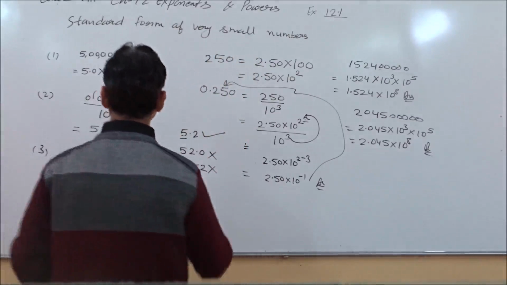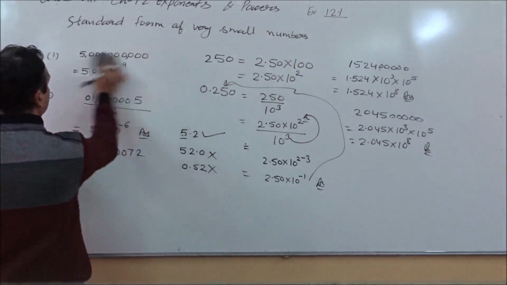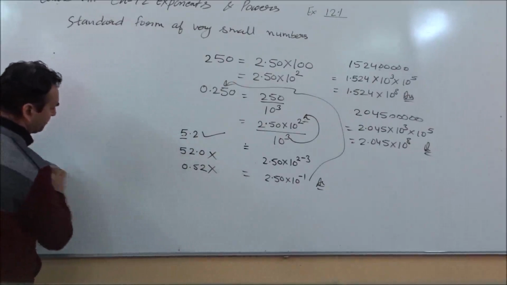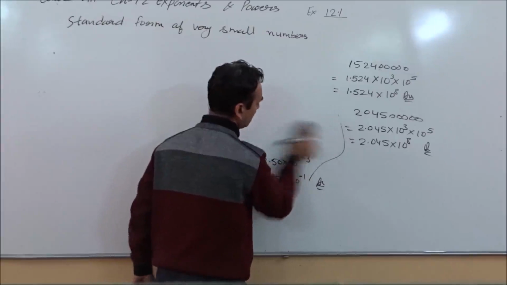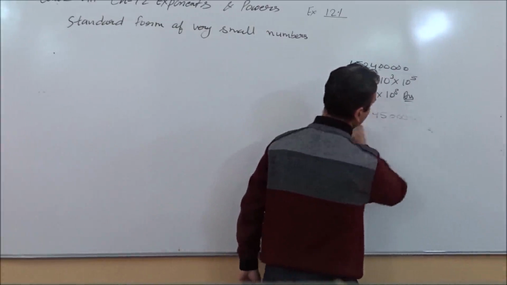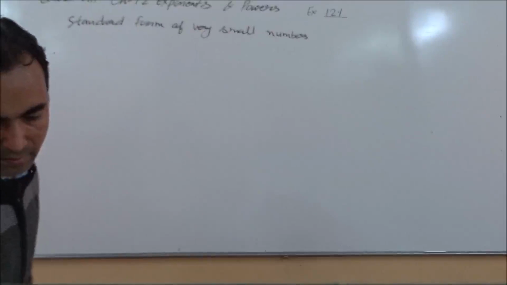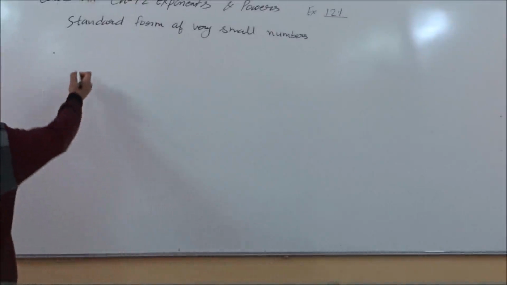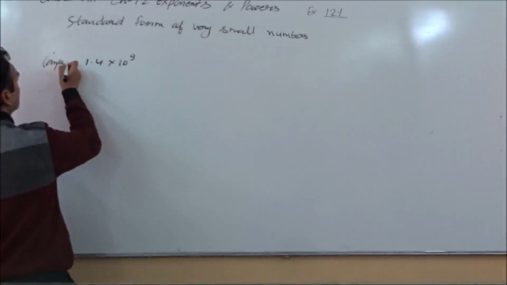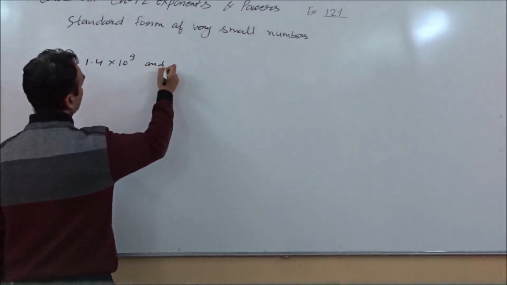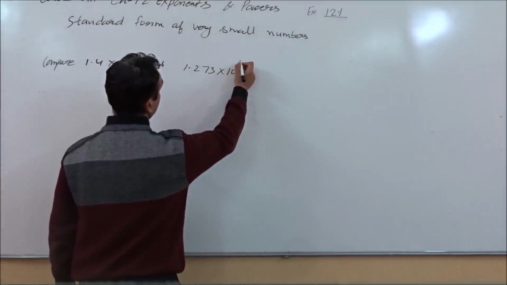Now a very last topic is remaining here. What is the comparison of very large and very small numbers? That you have to understand. And this will be useful in the numericals of physics, chemistry and biology in your classes like 9, 10, 11, 12. Whatever topic we are going to study here. So how can you compare the bigger number? Suppose we are given 1.4 into 10 raised to the power 9 and compare it with 1.273 into 10 raised to the power 7.